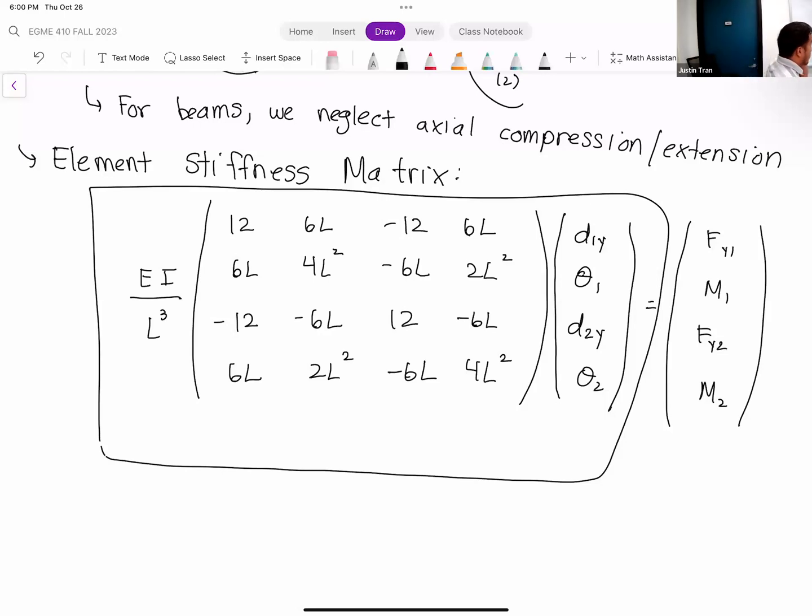So it's a lot of entries, right? A 4x4 element stiffness matrix means that there are 16 entries that you need to write down. But one nice thing about this element stiffness matrix, which is true for our 2D truss as well, is that it is also symmetric.